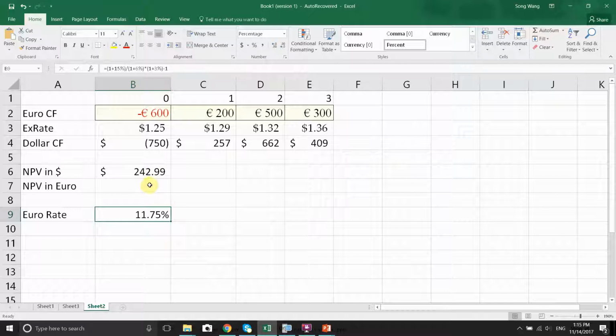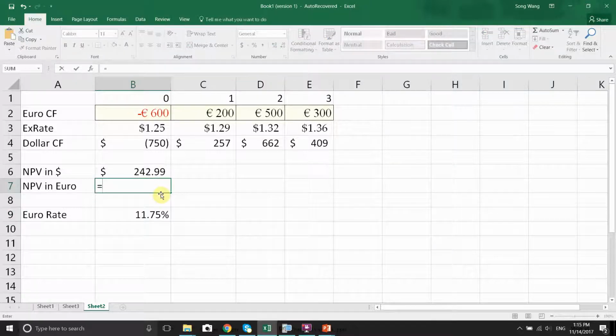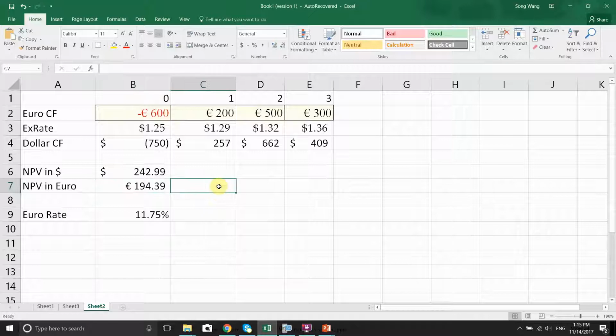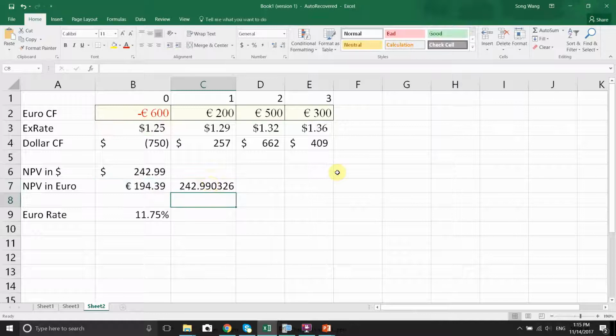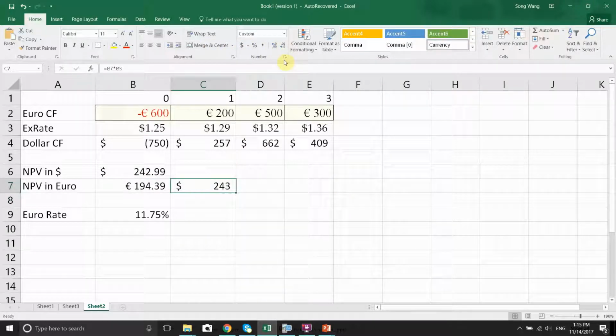11.75%. And then now I can calculate the euro NPV based on this euro rate I just solved, and all the future cash flows, and then get the cash flow zero outside the NPV. So that's how much euro NPV I have, and based on this euro NPV multiplied by the exchange rate of $1.25 per euro, that's the dollar NPV I have here.